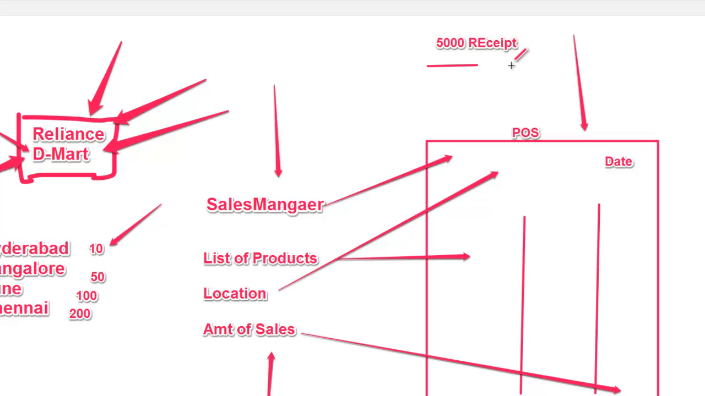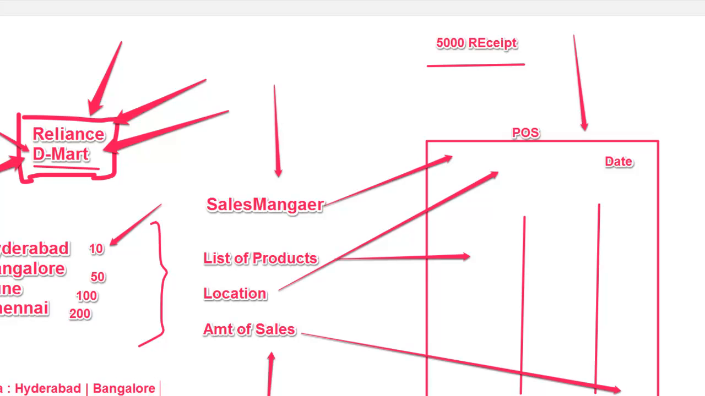So say for example, I am the owner or the manager of a DMart. I wanted to see the total amount of sale that has happened across the location. When I say across the location, I mean across my geography first. I wanted to understand India, the total sales, and within India, I wanted to further divide it into Hyderabad, Bangalore, and the other locations.